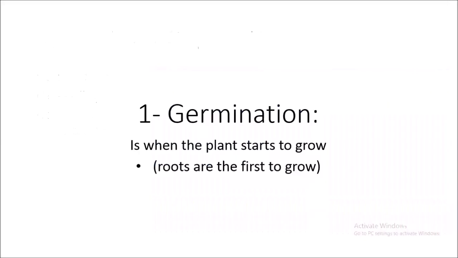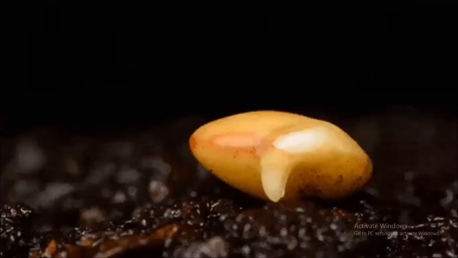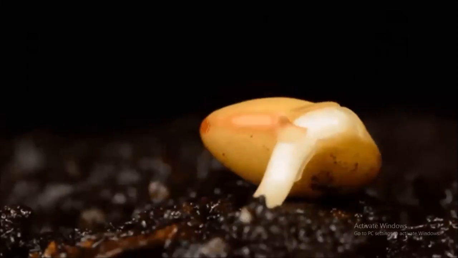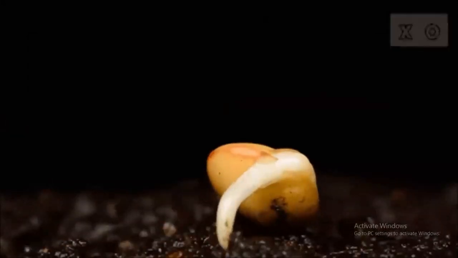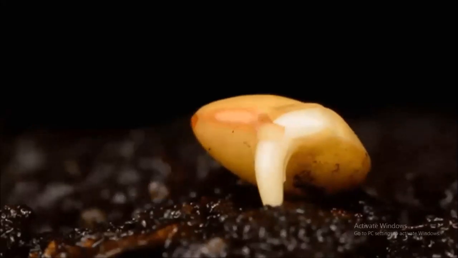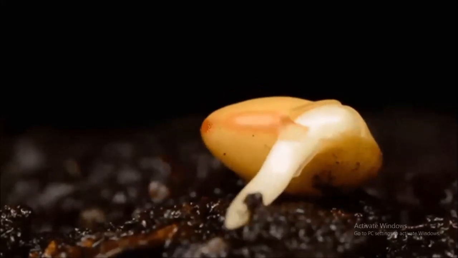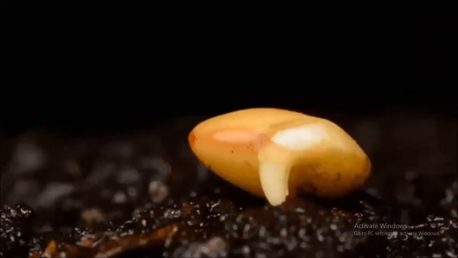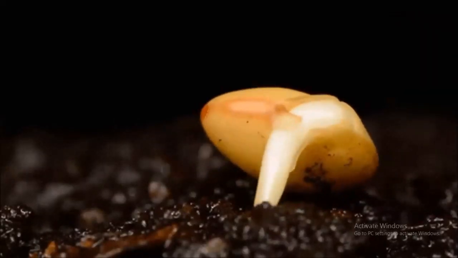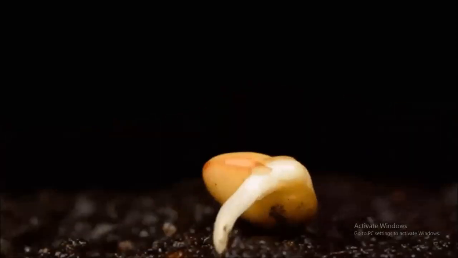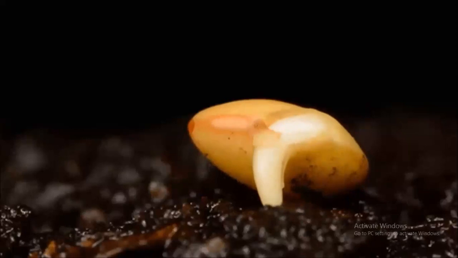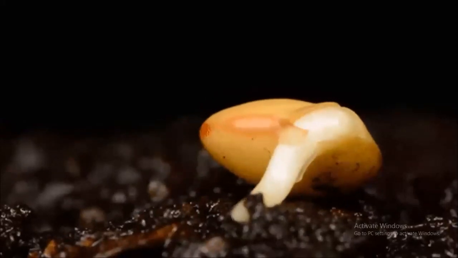Okay, let's move to the first stage, which is germination. Germination is when the plant starts to grow, and actually roots grow first in the plants. So when the plant starts growing, like this seed in front of you guys, can you see how the roots are coming out from the seed coat? This is what we call germination. Again, this is the first step in the plant's life cycle. So when we say what is meant by germination, we say it's when the plant starts to grow.